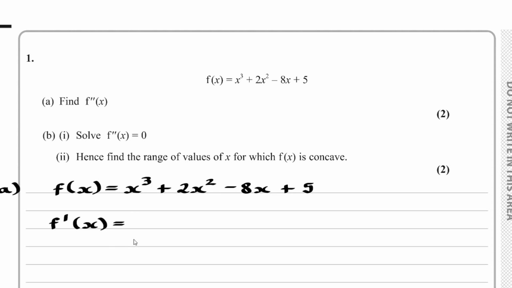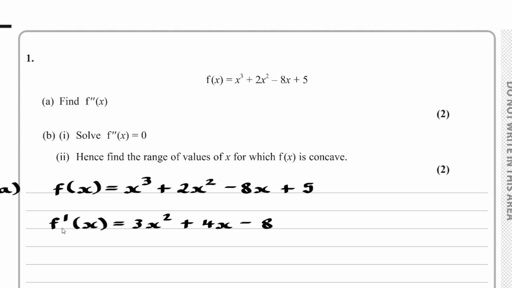Differentiating the x cubed, we end up with 3x squared. Differentiating the 2x squared, we end up with 4x. Differentiating the negative 8x, we end up with negative 8, and differentiating the 5, we end up with 0.